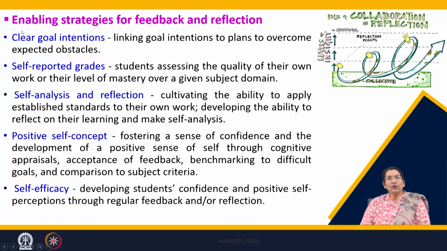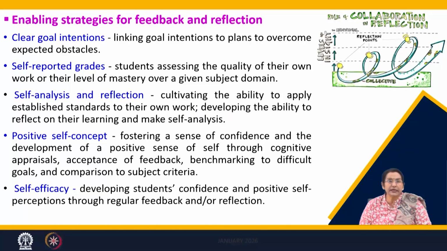So, now how to enable the strategies of feedback and reflection. Feedback and reflection are very important. So, enabling strategies for feedback and reflection, how to strengthen them. First thing is a clear goal intention, linking the goal intention to a plan and overcoming the expected obstacles. First of all, our learning goal should be very clear, and a clear goal can give a direction to move on, in which way to move on, and how to overcome any kind of obstacles.